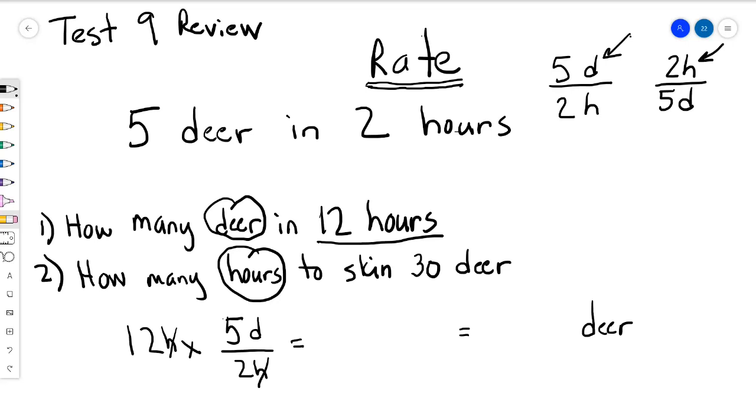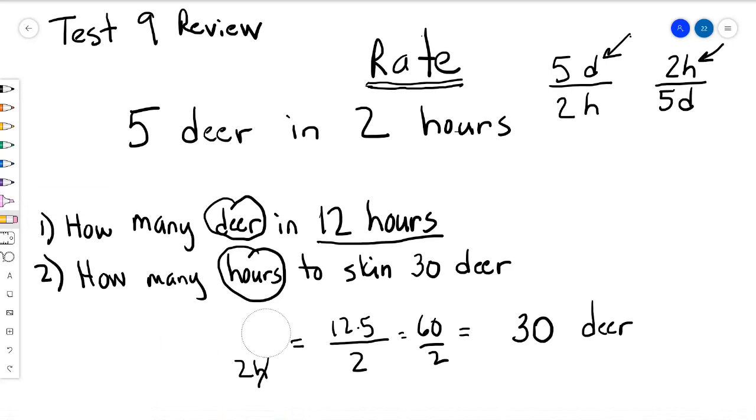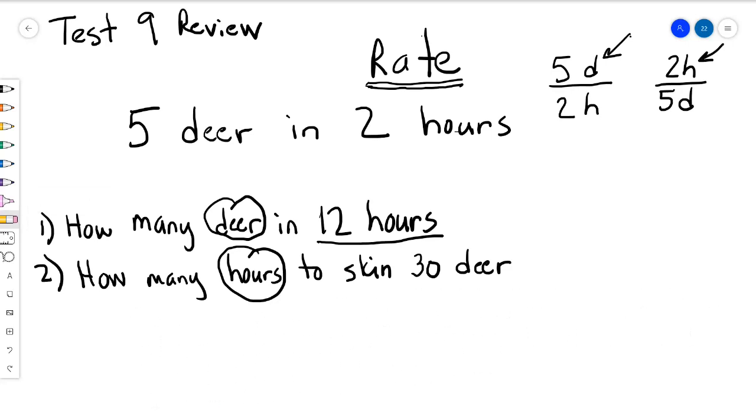We take 12 and multiply it by 5 and divide by 2, our denominator here. That's 60 over 2, and that's 30. So Josh can skin 30 deer in 12 hours, right? Let's work the second problem real quick. Hopefully you don't need me to work the second problem because you have the idea of how this works.